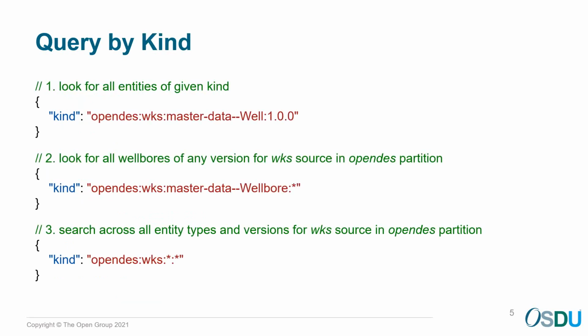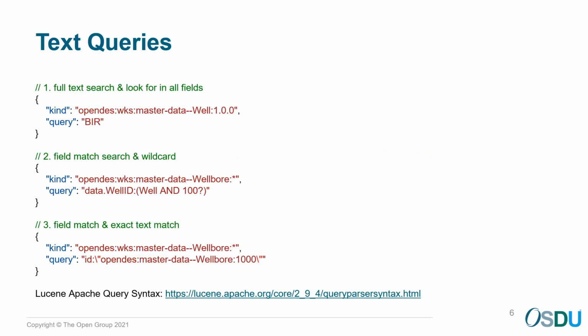Let's start with the simplest queries, the one that only has the mandatory field. Please note that it is case sensitive. You may optionally use wildcards on any of the sections of the kind. If we put one in the last section, we will get records of any version. If there is a wildcard in the third section, we will get records of any type: wells, wellbores, trajectories, and so on. Here, the query property is used to create queries complying with Apache Lucene syntax.